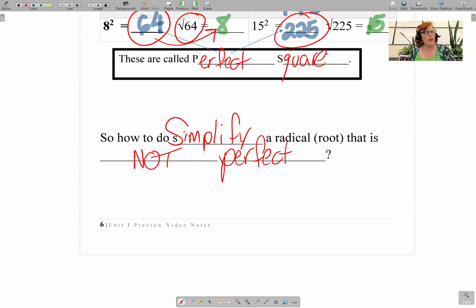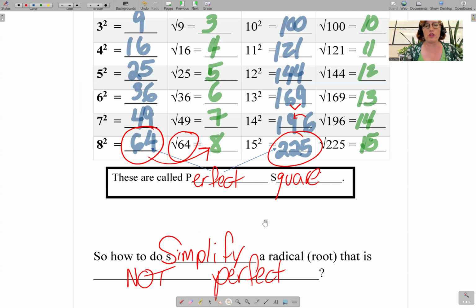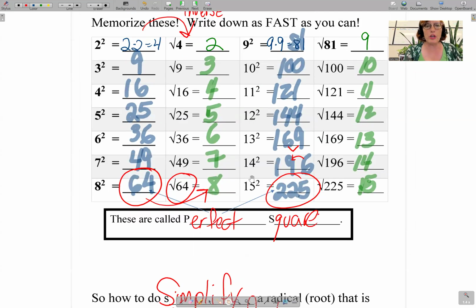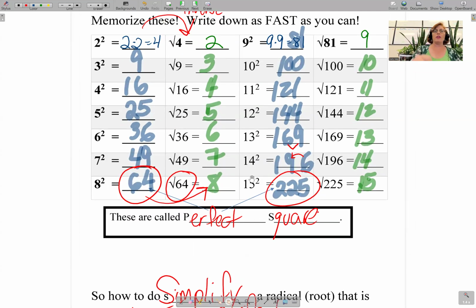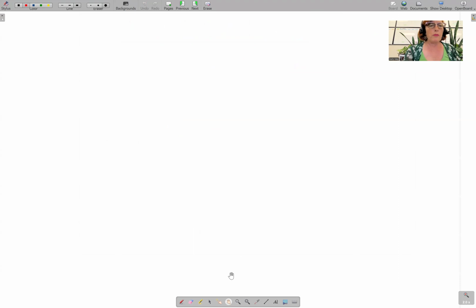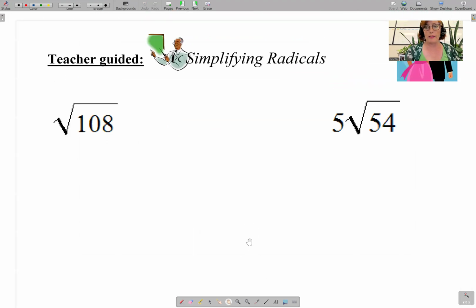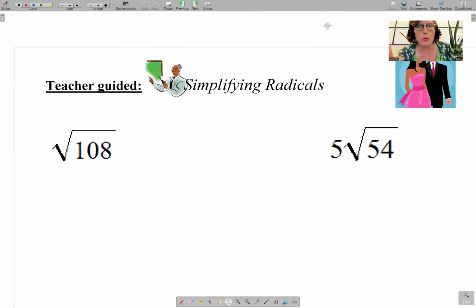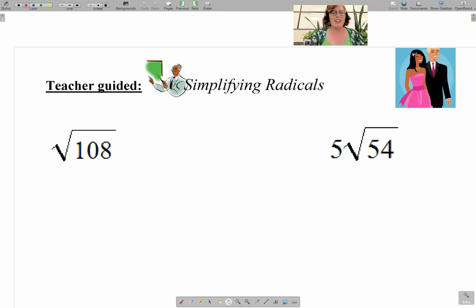How do you simplify a square root if it's not a perfect square? If it's not one of the green? And that's where we get square root simplification. I'm going to do it two ways here, and I relate it to going on a date.